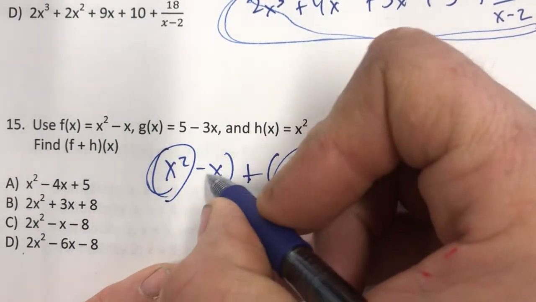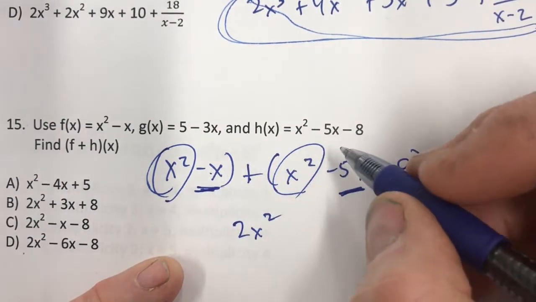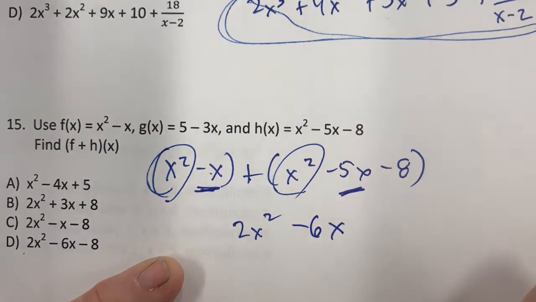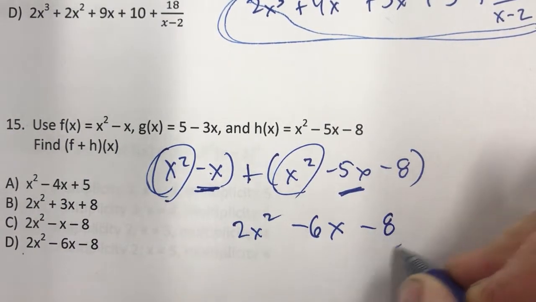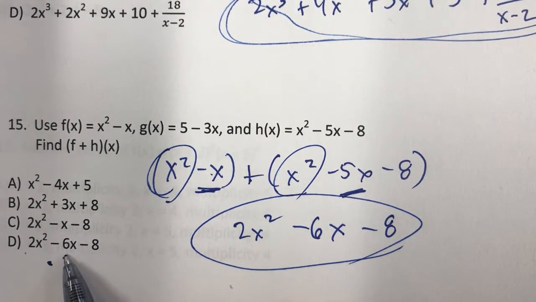All right, then my next would be the x term, and these two are here. So negative 1 plus negative 5 is negative 6. And then I got this minus 8. So that should be it right there. Here it is, D.